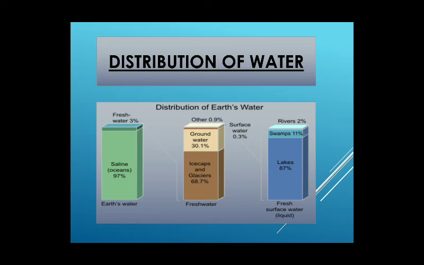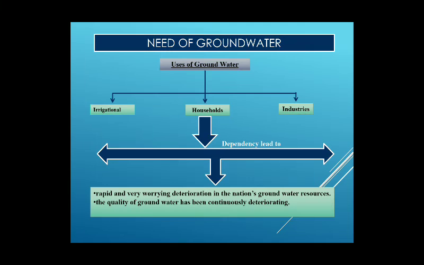68.7% goes to ice caps and glaciers, 30.1% is present as groundwater, 0.3% is present as surface water, while 0.9% goes to others. So in the 0.3% surface water, lakes take 87%, swamps 11% and rivers 2%.